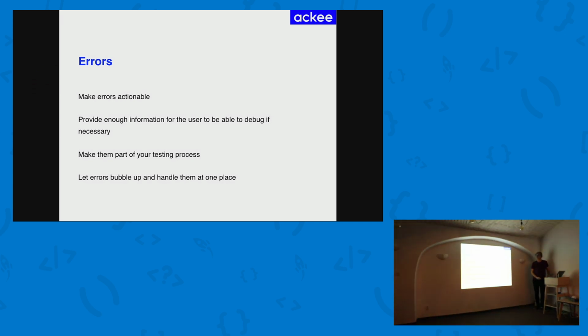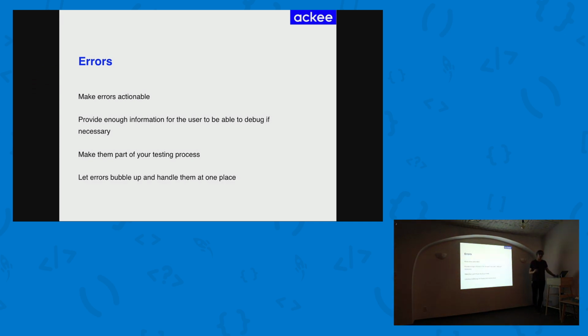And well, sometimes things go wrong. I think it's more important in command line interfaces to treat errors as first-class citizens than in applications. And so I think there are a few guidelines that you should follow that will make your CLI more reliable and better for your users.